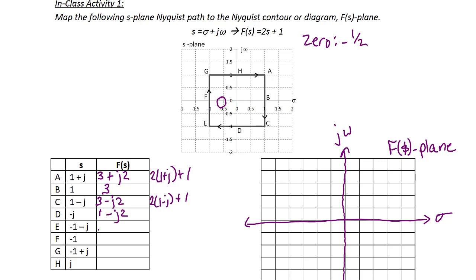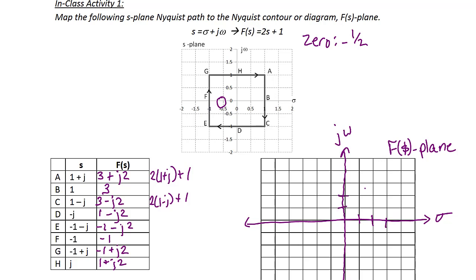E is negative 1 minus j, so f of s is negative 1 minus j2. F is negative 1, and f of s is negative 1. G is negative 1 plus j, and f of s is negative 1 plus j2. H is j, and f of s is 1 plus j2. And so next, we are going to plot these values on our coordinate plane.